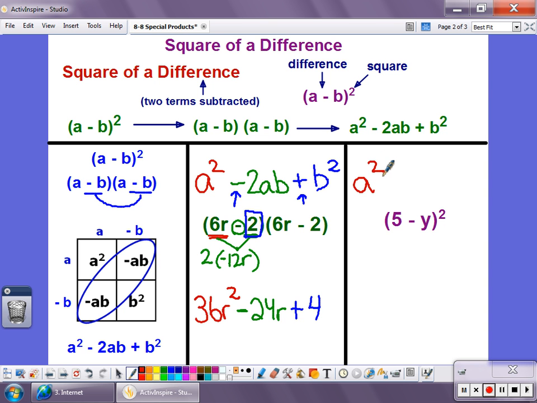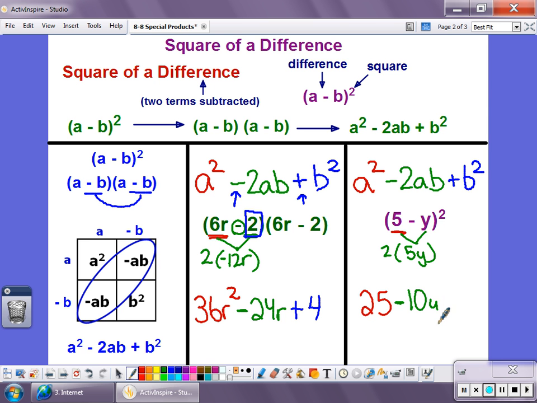So I've got a squared minus 2ab plus b squared. So my a squared, 5 times 5, is going to give me 25, minus 2ab, so it's going to be a minus. 5 times y gives me 5y, times 2 gives me 10y. And then finally, b squared, y times y, is y squared. So that's our square of a difference.